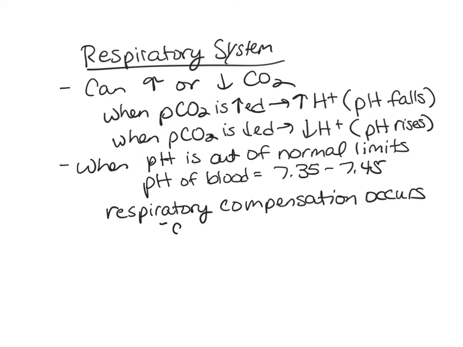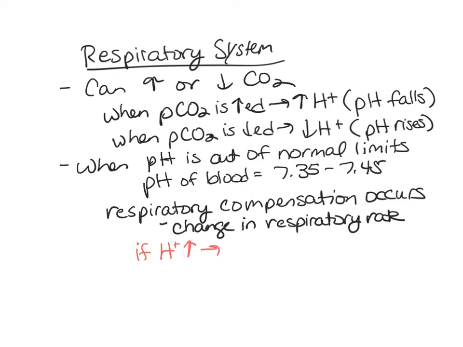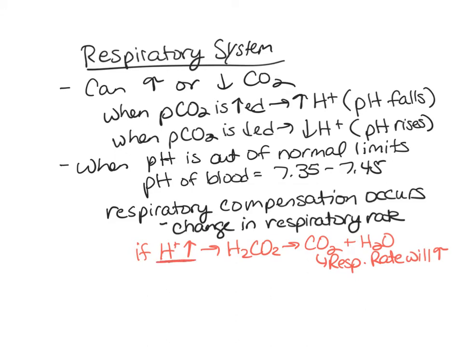Respiratory compensation is a change in the respiratory rate to compensate and help to stabilize the pH of the extracellular fluid. For example, if hydrogen increases, then that will create more carbonic acid, and that will dissociate into carbon dioxide and water, and then the respiratory rate will have to increase to get rid of the carbon dioxide. So if the hydrogen increases, that means that the pH decreased. That means that the extracellular fluid is acidic. So if it has too much hydrogen, then that will produce more carbon dioxide, and then the respiratory rate will have to increase to get rid of it.